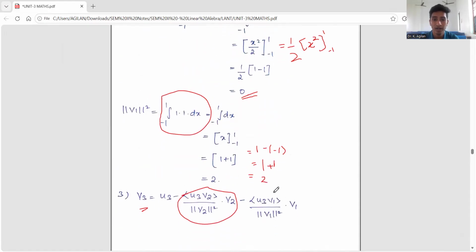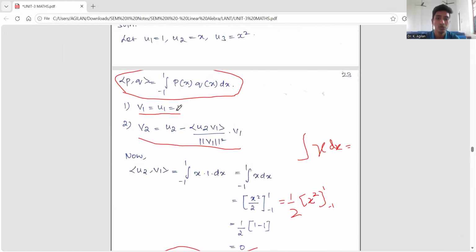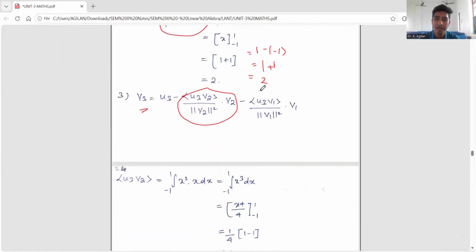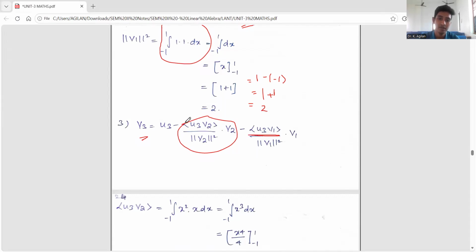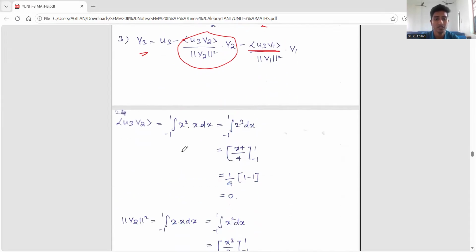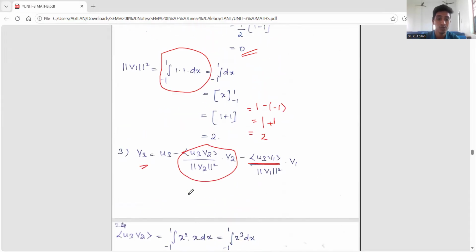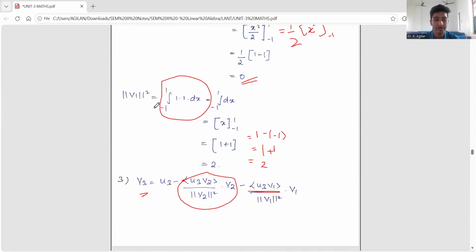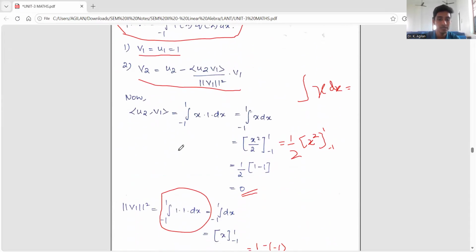What is V1? The norm of V1 squared is nothing but 2. V1 is nothing but U1, and U1 is nothing but 1. So we need to find only this term: the inner product of U3 comma V1. This other term is going to vanish, but we still need the inner product of U3 comma V2. What is U3? U3 is x squared, right? And V2, what is V2?